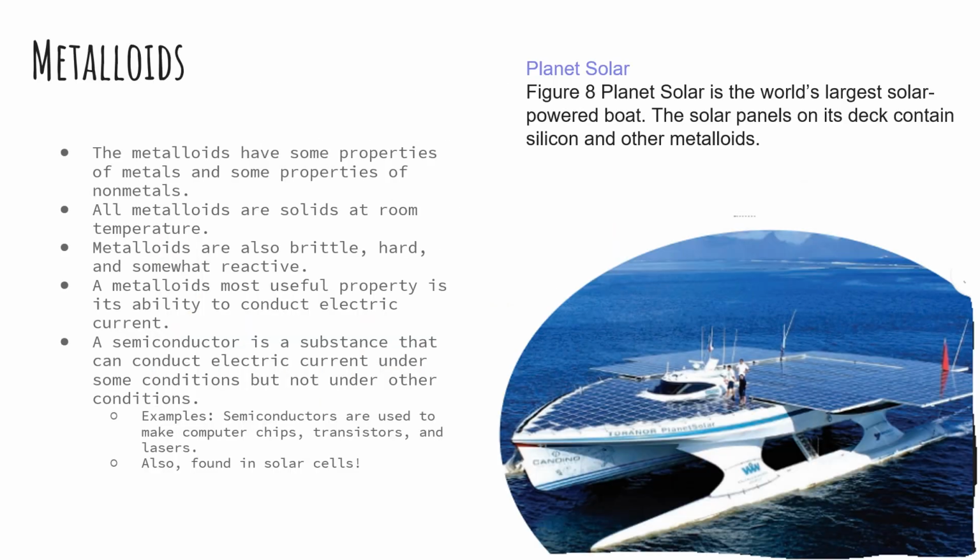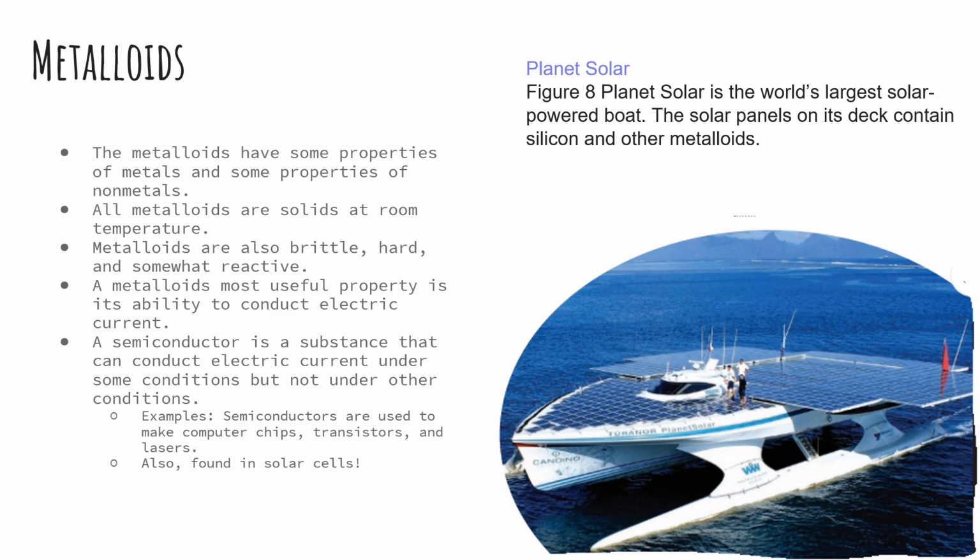Metalloids. The metalloids have some properties of metals and some properties of nonmetals. All metalloids are solids at room temperature. Metalloids are also brittle, hard, and somewhat reactive. A metalloid's most useful property is its ability to conduct electric current. A semiconductor is a substance that can conduct electric current under some conditions, but not under other conditions. Examples: semiconductors are used to make computer chips, transistors, and lasers. Also found in solar cells.